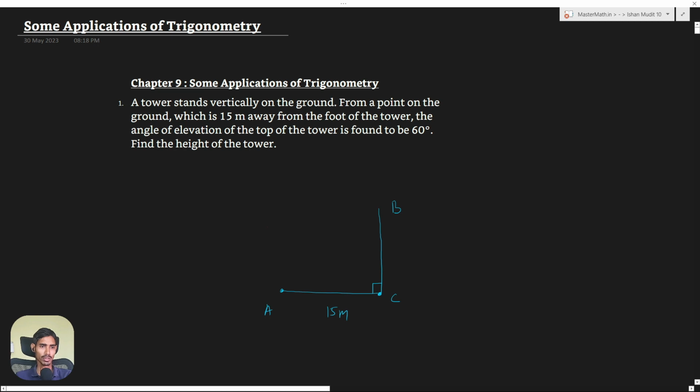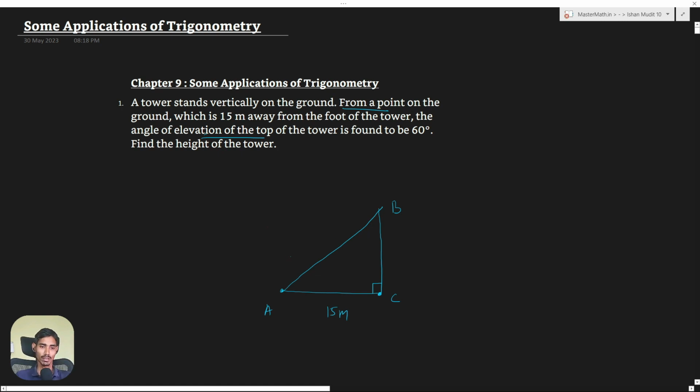What else? From a point on the ground, the angle of elevation of the top of the tower is given. Now this language they use, the angle of elevation of the top of the tower, a lot of times you might get confused. So don't focus much on it; if it works for you, that's well and good. If not, just try to see it from a point. So A to B, right? From A to the top of the tower.